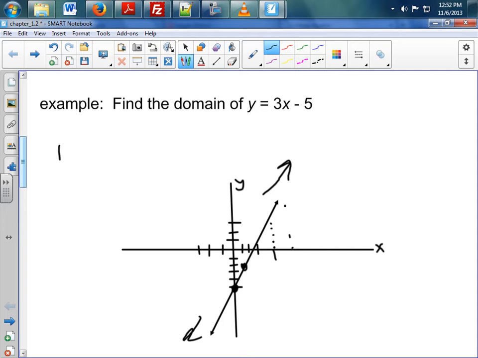So you used to say this, the domain would be, remember when you had the big R? It was all reals. We don't do that anymore. We call it interval notation.